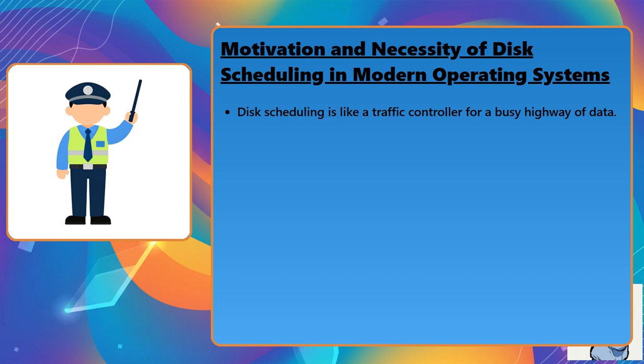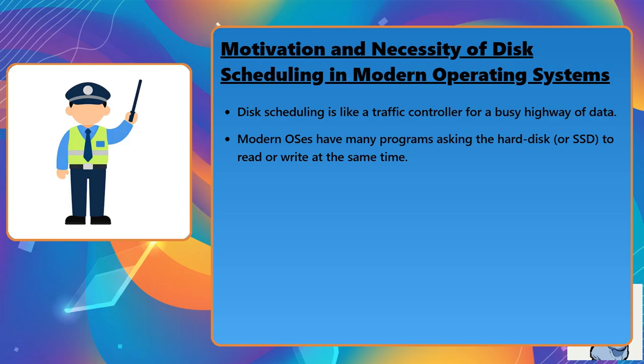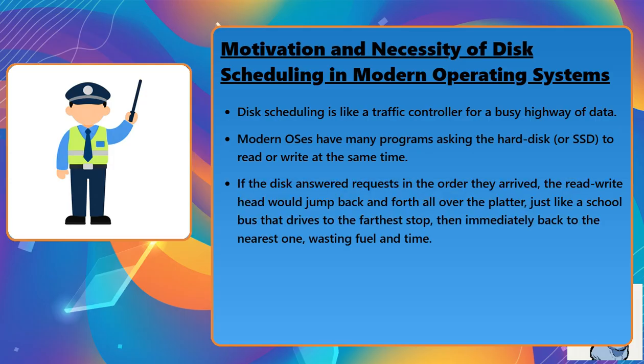Disk scheduling is like a traffic controller for a busy highway of data. Modern operating systems have many programs asking the hard disk or solid-state drive to read or write at the same time. If the disk answered requests in the order they arrived, the read-write head would jump back and forth all over the platter, just like a school bus that drives to the farthest stop then immediately back to the nearest one, wasting fuel and time.